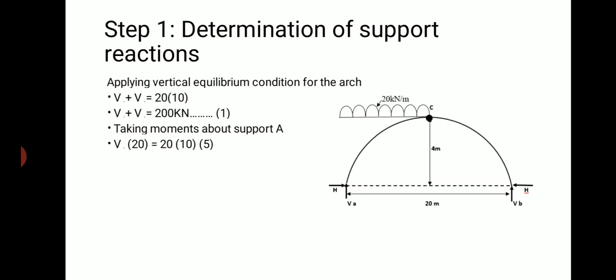So I just consider with reference to support B first. So it is VB into the span towards A. So VB into total span is 20. So VB into 20, it is in anti-clockwise direction. So it is negative.